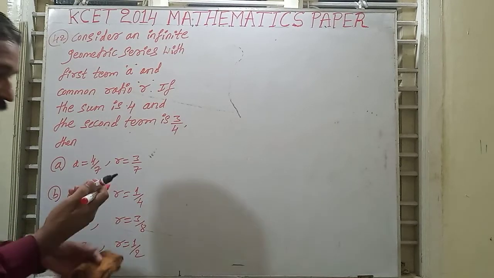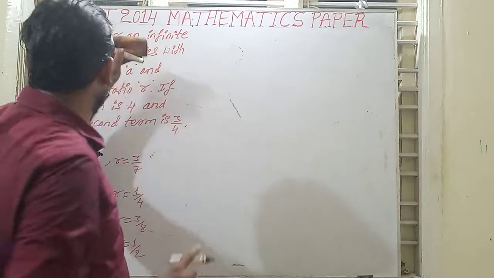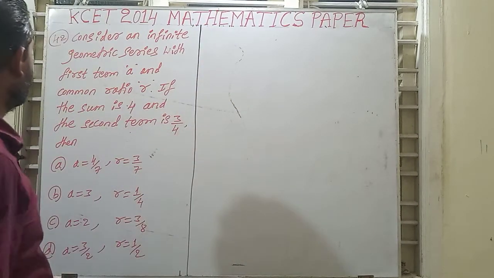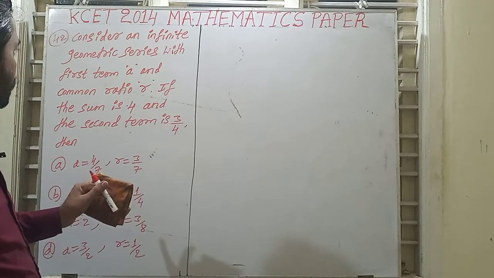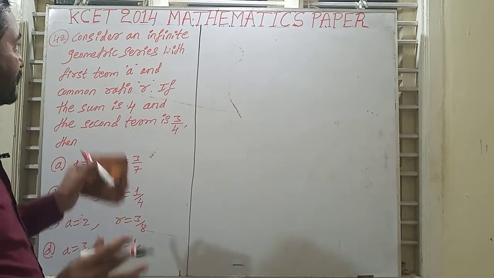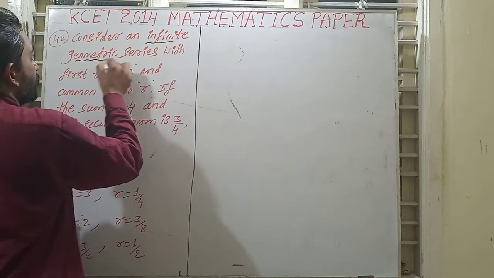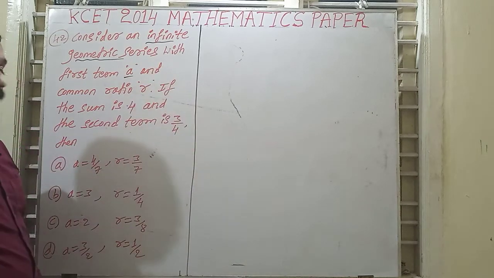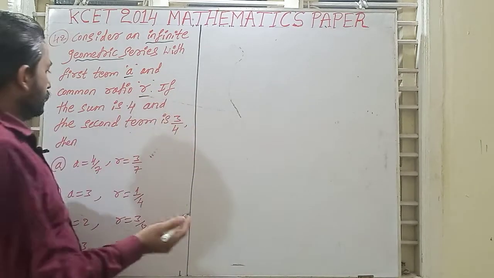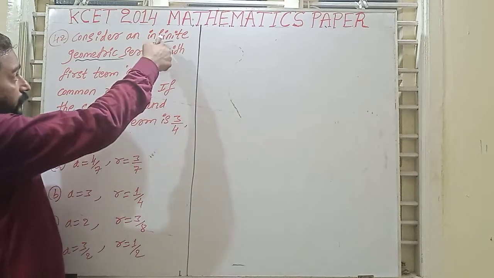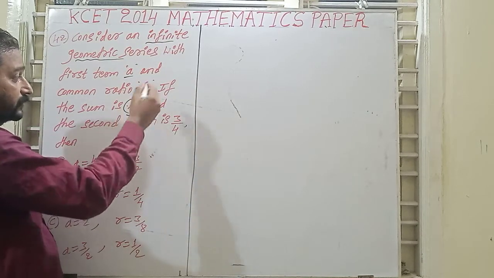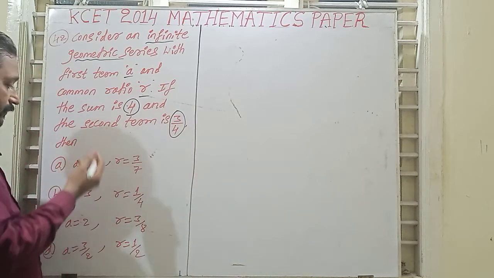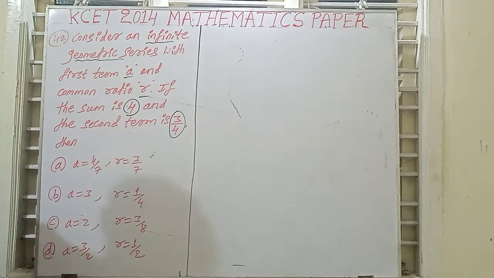Now let us move on to question number 42. Basically this problem is based on the chapter sequence and series, particularly the infinite geometric series. In this case the first term a and common ratio r are to be found. The infinite sum is given, and the second term is also given, and then we find the a and r values. All these options contain a and r values.